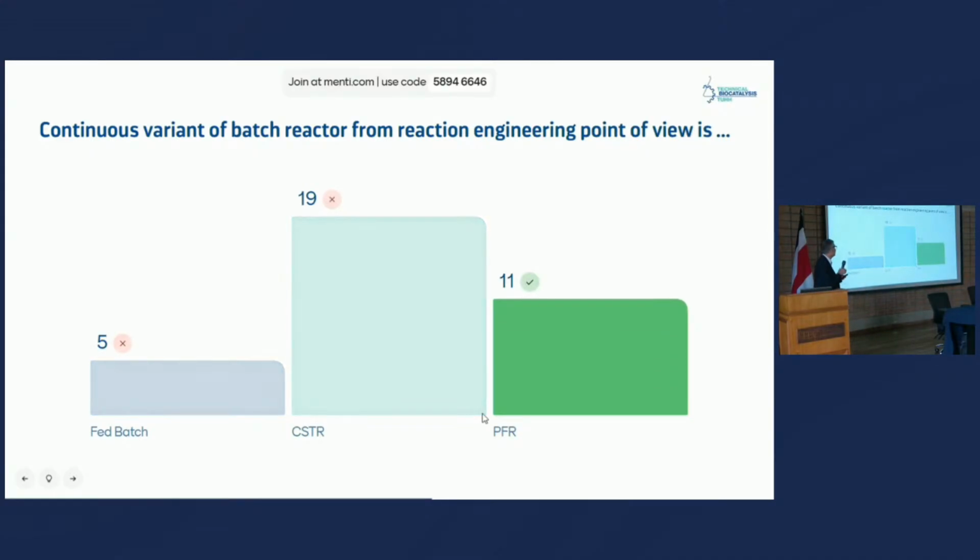Yeah, that's the most common answer you always get, and therefore I ask this question to sensitize you. The continuous version of a batch reaction is the plug flow reactor. And why is this? Because the performance is identical. I will show you in a moment when we take a look at this again, but let's take a look at the leaderboard first.